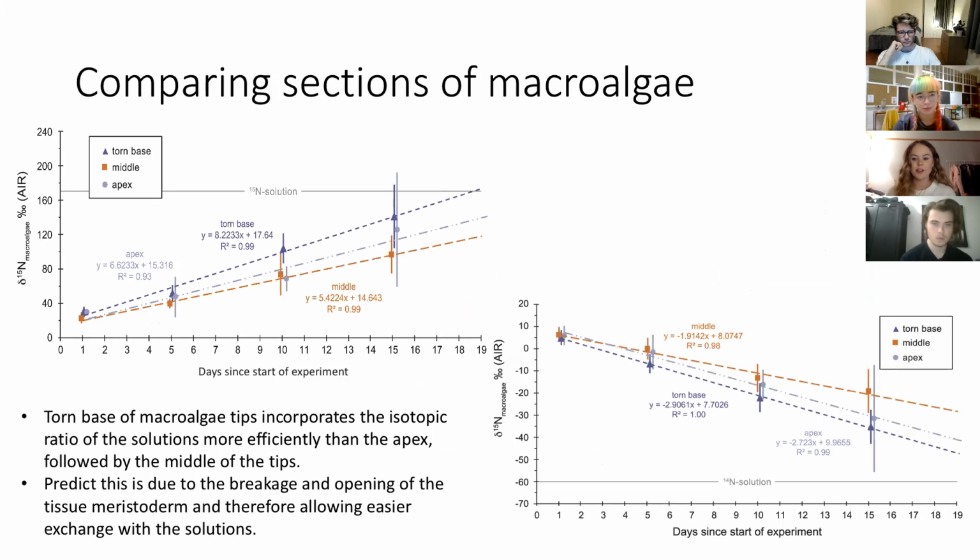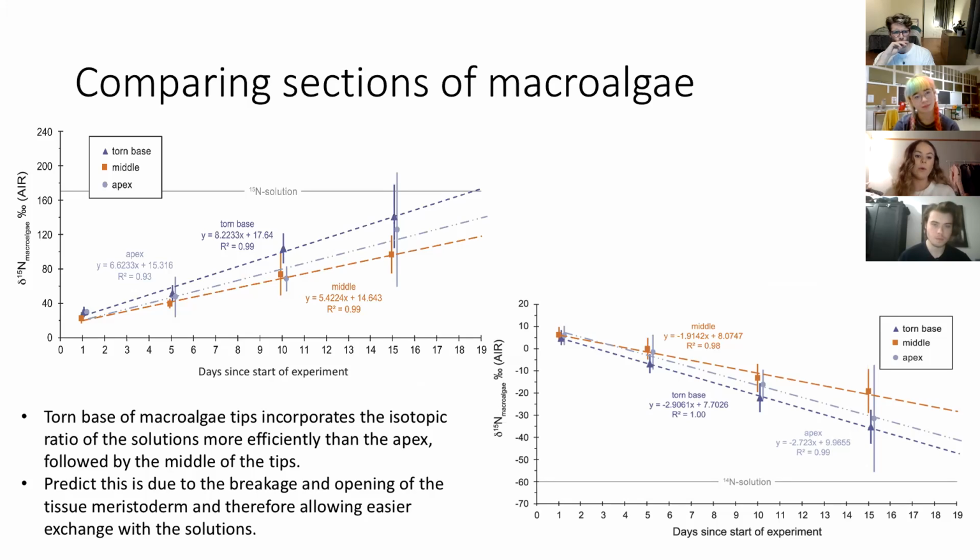And so this is just our final set of results. We did this retrospectively, because with the previous graphs there was quite a significant scatter of standard deviation. We thought, let's look at the different sections of the macroalgae tip. When we harvest the macroalgae, we literally just rip it from the sample. So what you're seeing here is we've sampled the torn base, literally where we've ripped it, the middle and the apex, which is the tip of the macroalgae.